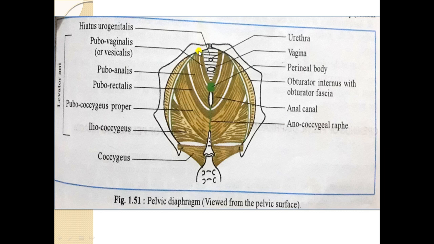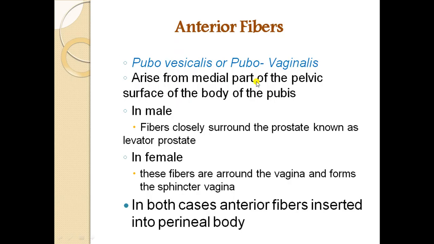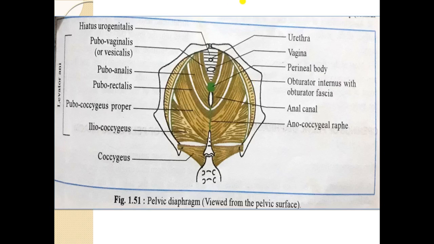You see these fibers arise from the pelvic surface of the body of the pubis bone, descend down, backwards and medially, and in males wind around the prostate gland. That's why in males this pubovesicalis muscle is called the levator prostatae. In females this muscle runs the same course, backwards and medially, and blends with the vaginal wall. After reaching the posterior part, in both male and female, the pubovaginalis or pubovesicalis muscle is inserted into the perineal body.